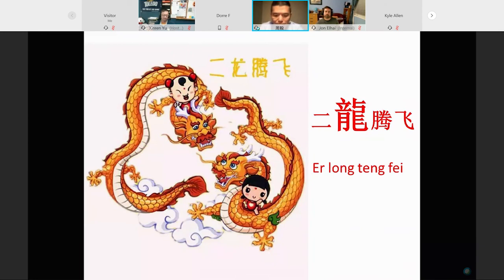This one, Kyle, please read this idiom for us. Two dragons fly. It's used to describe the speed of development, because fei means fly. The speed of development is very fast, and it implies a blessing. Wish you be successful at top speed. At top speed.